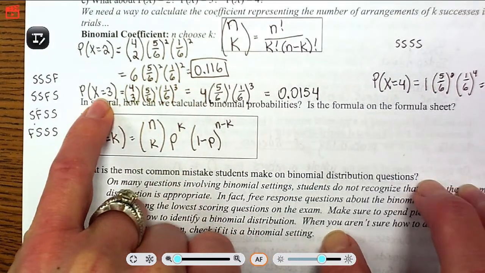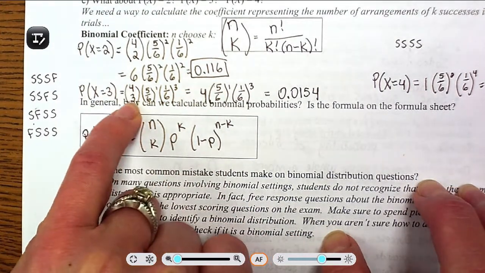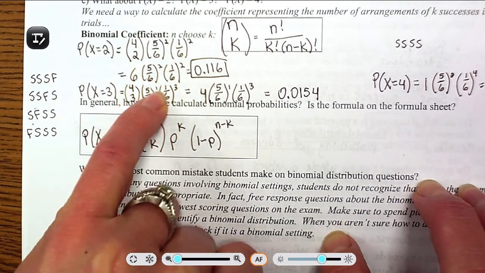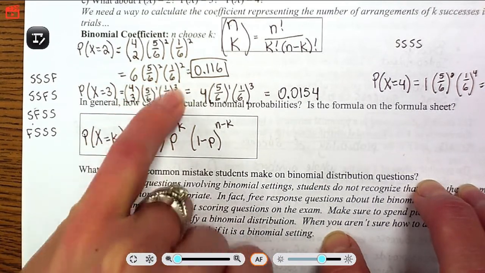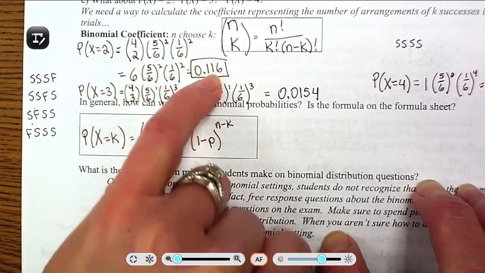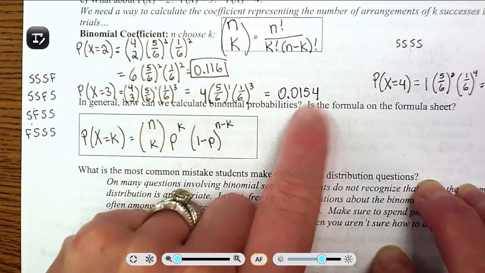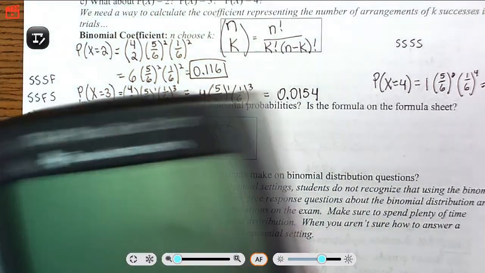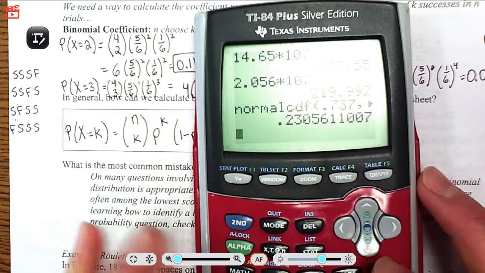Okay, what about the probability of 3 successes? Out of 4 trials, have 3 successes. 1 is a failure, 3 are successes. So 4 choose 3 is 4, 5/6 to the first, 1/6 to the third. Okay, so let's go and figure that out on the calculator.